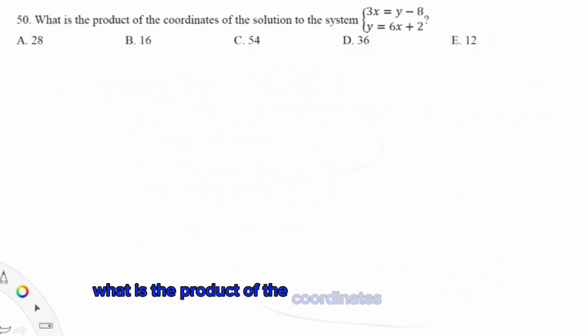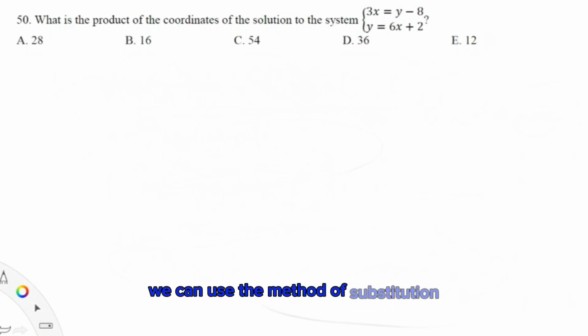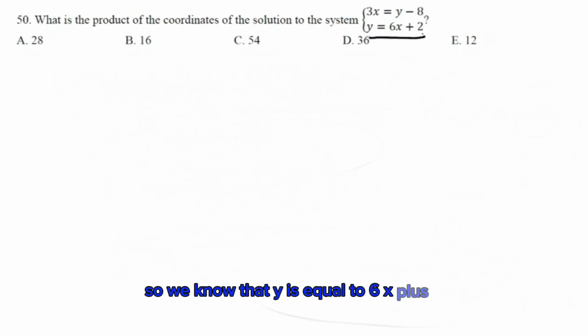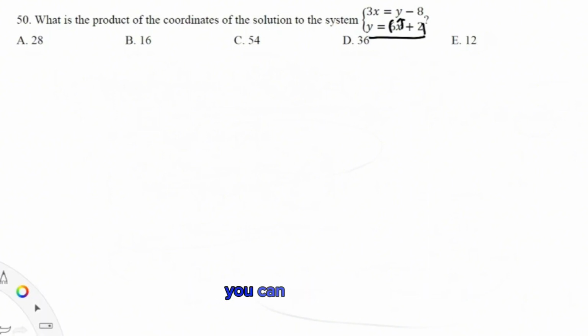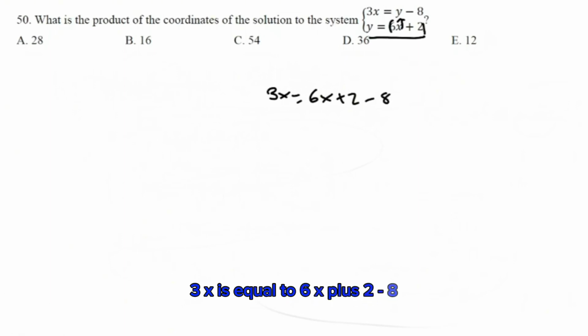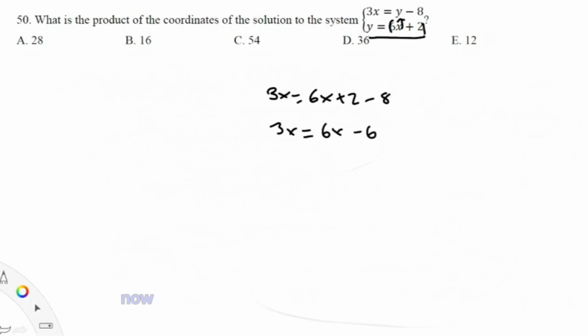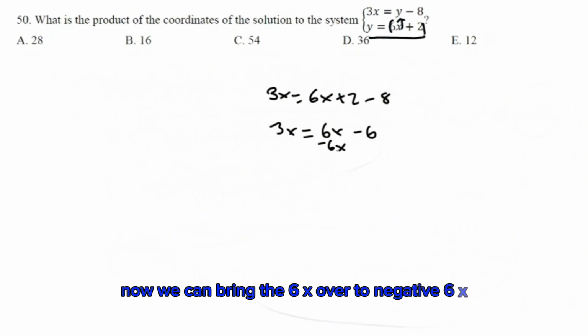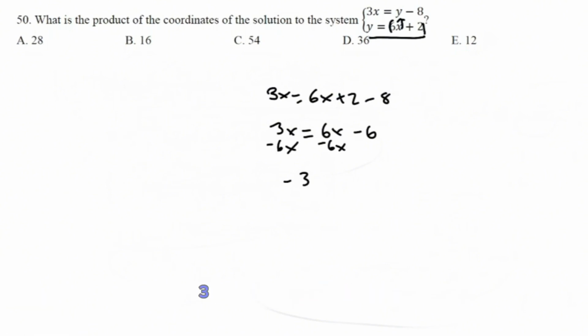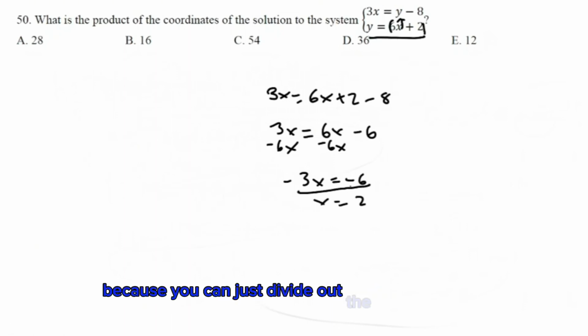Next, what is the product of the coordinates of the solution to the system 3x equals y minus 8 and y equals 6x plus 2? Alright, so to solve this, we can use the method of substitution. So we know that y is equal to 6x plus 2. So if we substitute this value of 6x plus 2 in this equation for y, we can make this 3x is equal to 6x plus 2 minus 8, which means 3x is equal to 6x minus 6. Now we can bring this 6x over, so negative 6x, and it becomes negative 3x is equal to negative 6, which means x is equal to 2, because we can just divide out the negative 3.